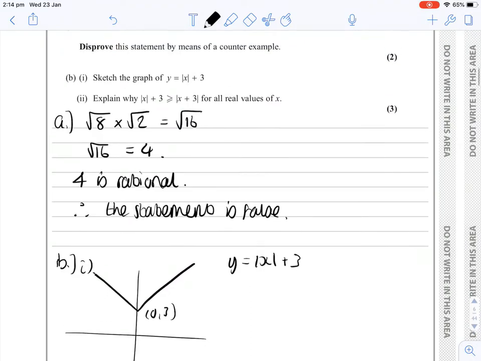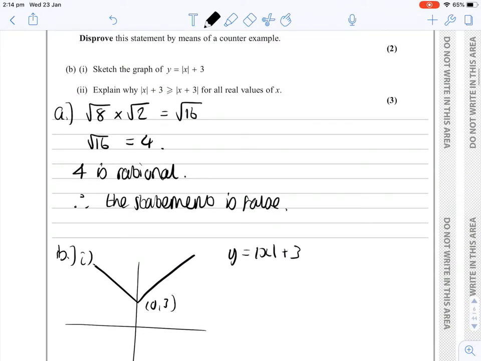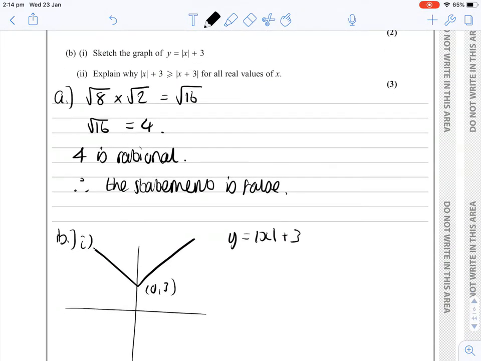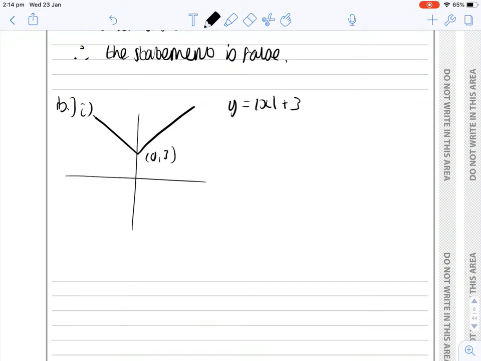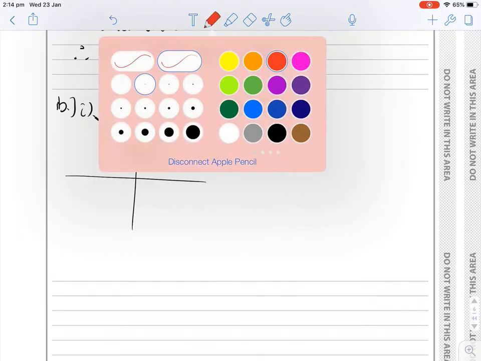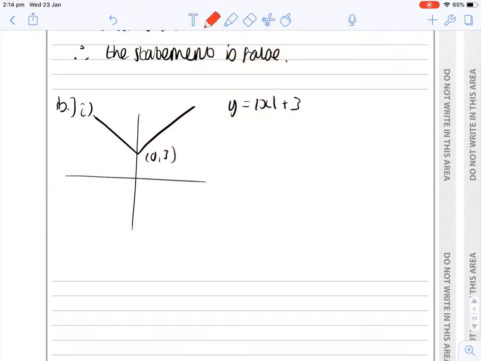B, part 2, explain why the modulus of x add 3 is greater than or equal to the whole of the modulus of x add 3 for all real values of x. Now, if we just change colour slightly and draw over the top the graph of y is equal to the modulus of x add 3, then we can see that for a positive value it's going to carry on, and then this will carry on down and then reflect up like that.